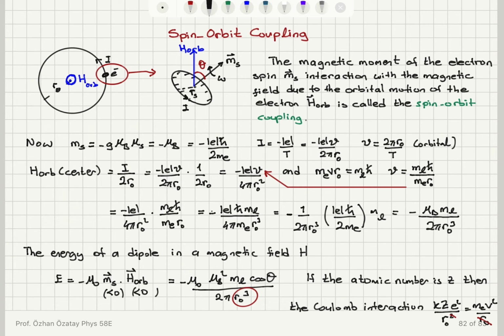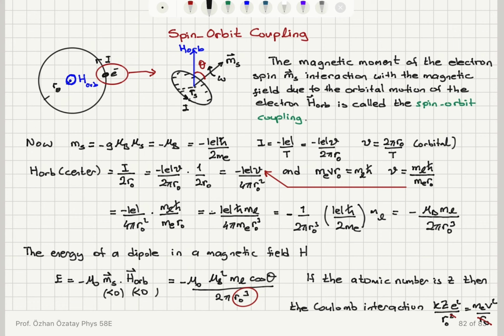The orbital magnetic field is negative. So I have a minus sign here. The energy is minus mu0 mu B squared m sub l cosine theta divided by 2 pi r0 cubed. So it has a dependence on the orbit radius, 1 over r0 cubed.